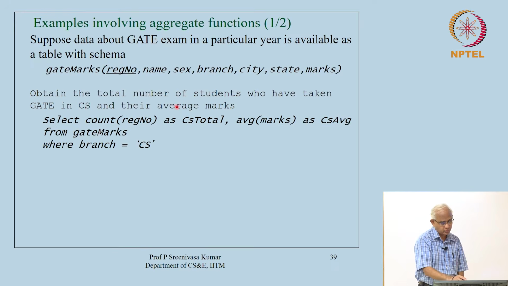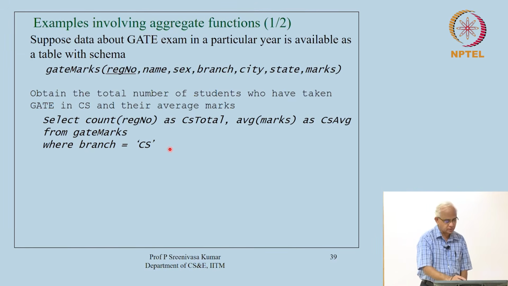So, you are particular about the branch computer science. So, where branch is CS, from the only relation GATE marks, and now here we are using the aggregate functions. So, count of the registration number, and we can rename that as CS total, and here is again the aggregate function being used, average of the marks column as CS average. Okay. So, this is how we will express this query.